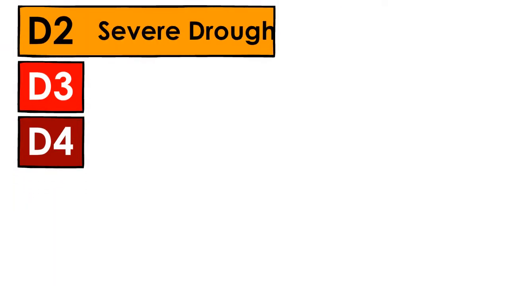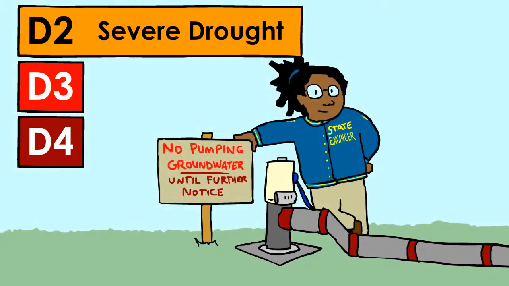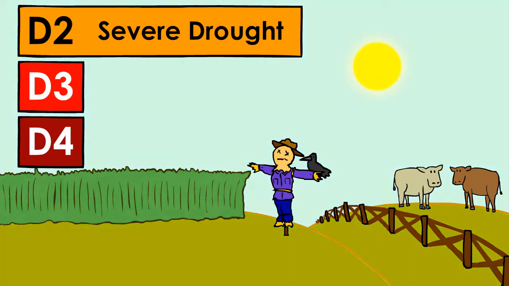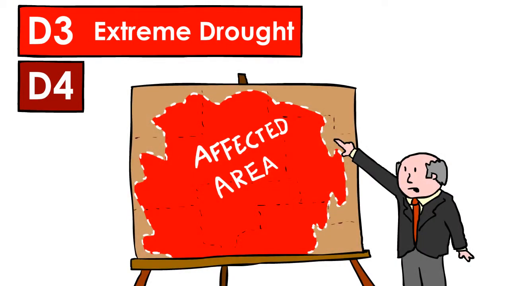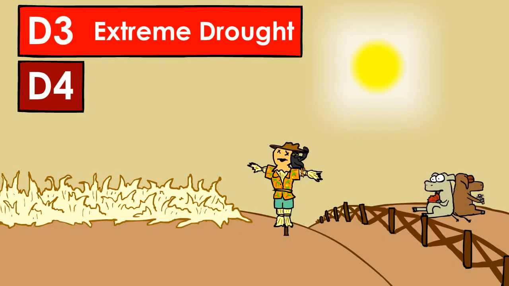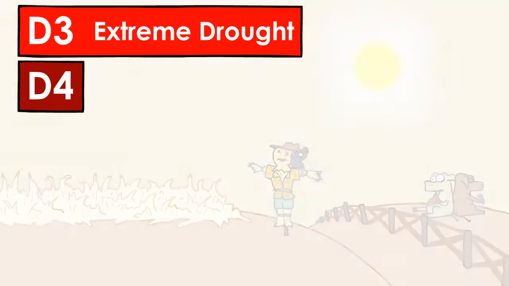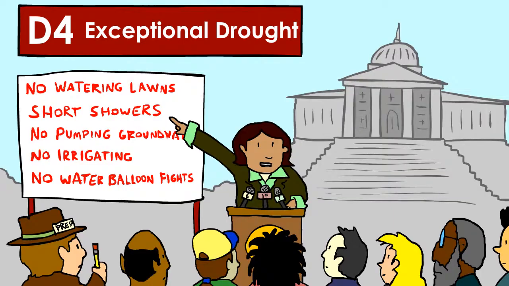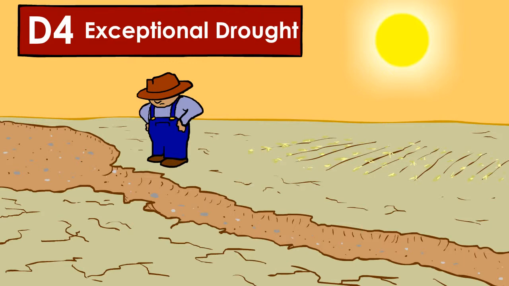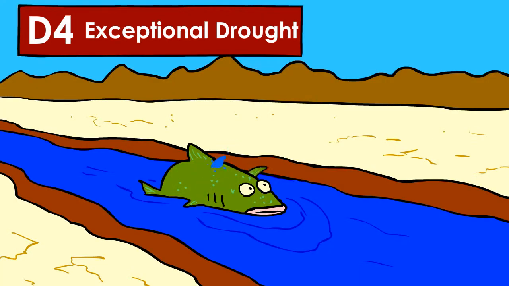D2 levels indicate severe drought. Now those requests to curb water would likely move into actual water restrictions. You could expect water shortages with a good chance of damaged crops and pastures. D3 levels would be considered extreme drought. Water shortages and restrictions would be widespread and major crop and pasture losses would be imminent. D4 is classified as exceptional drought. At this point, you could expect depleting reservoirs and aquifers. Water shortages would climb to emergency levels, and you could expect low or empty streams and lakes, affecting not only agriculture, but fish and wildlife as well.